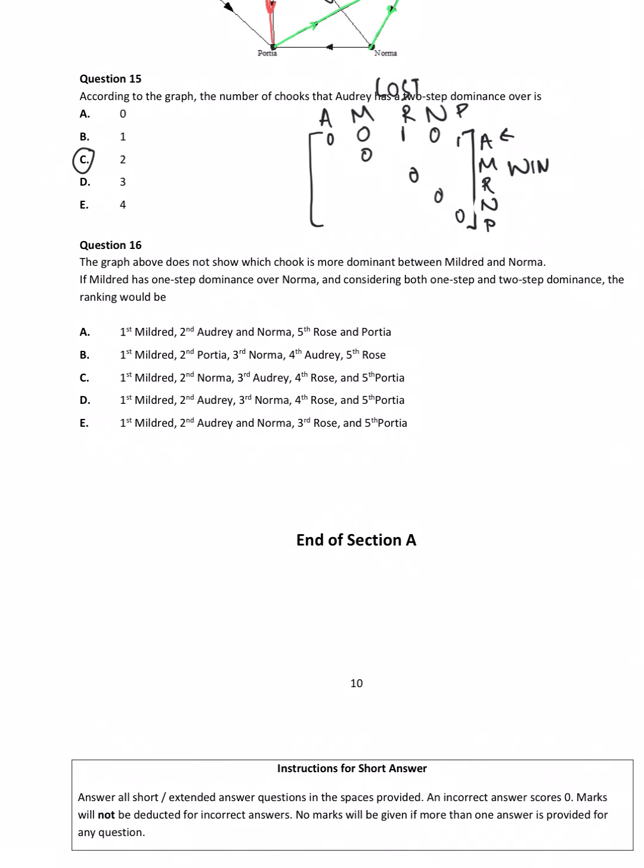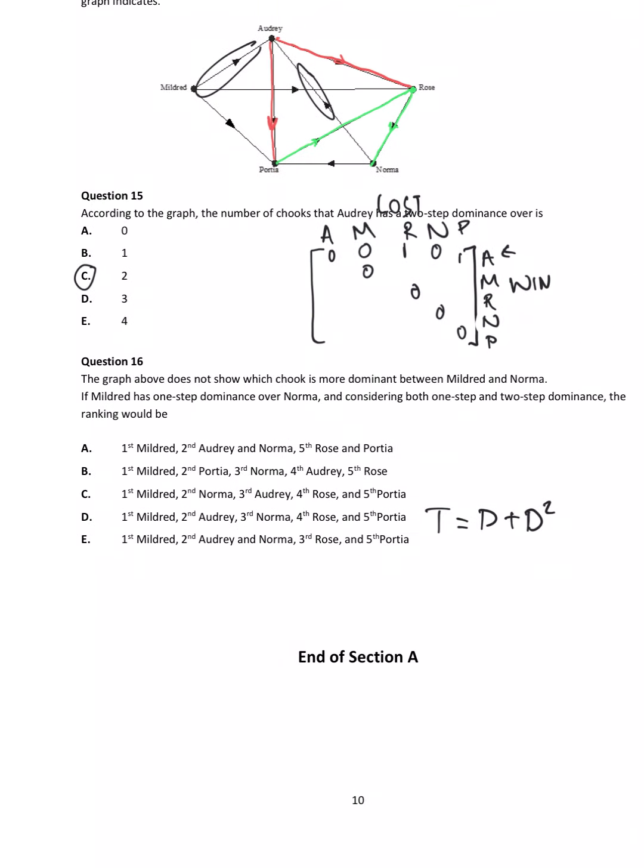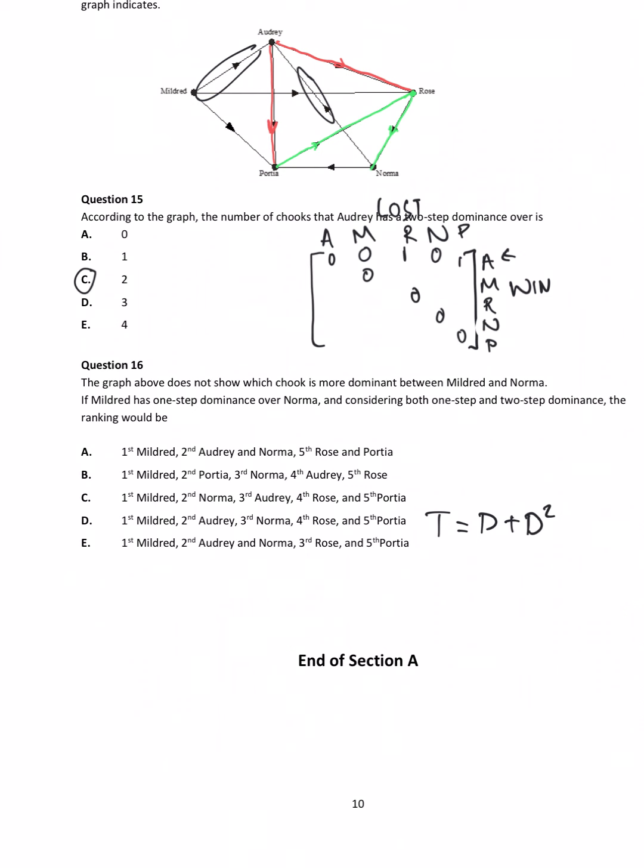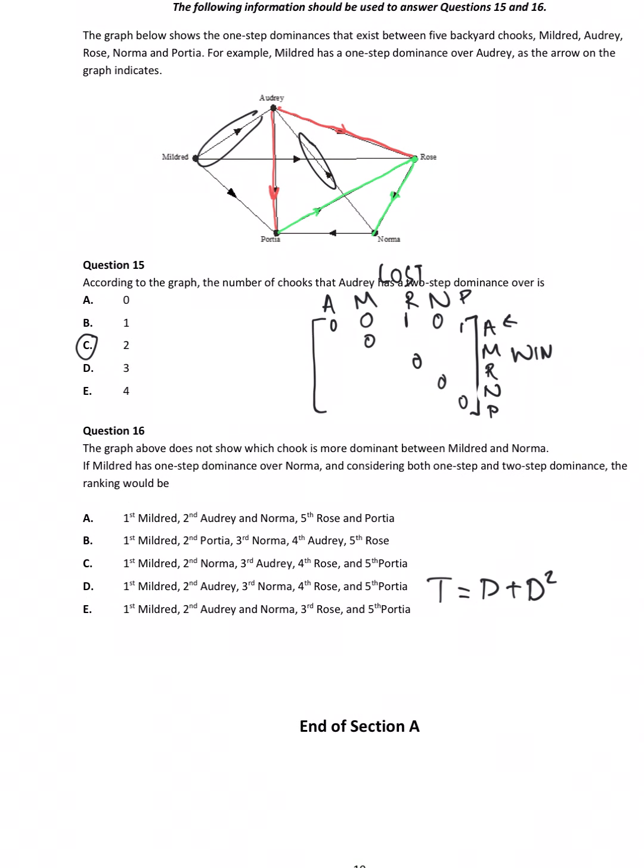Okay, question 16. The graph above does not show which chook is more dominant, okay, between Mildred and Norma. If Mildred has a one-step dominance over Norma, and considering both one-step and two-step dominance, the ranking would be. So pretty much this question, guys, is asking for the total dominance, okay, and just the ranking. So what you're going to do is add the one-step, okay, and the two-step dominance matrix to find that order of the ranking. So what I might do is I'll actually continue with my dominance matrix over here.